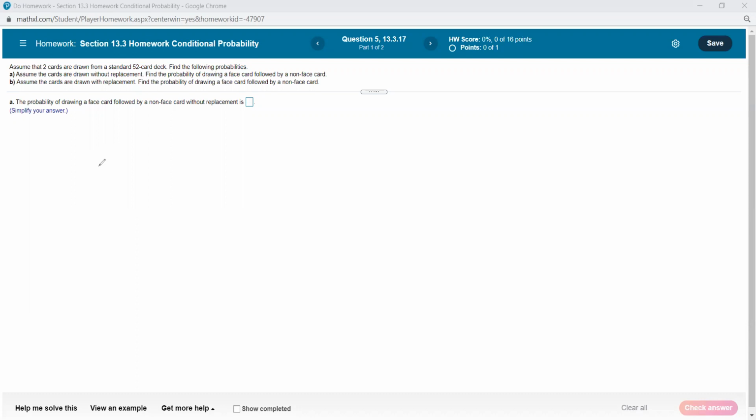Conditional probability part 2. Assume that 2 cards are drawn from a standard 52 card deck. Find the following probabilities. Assume the cards are drawn without replacement.